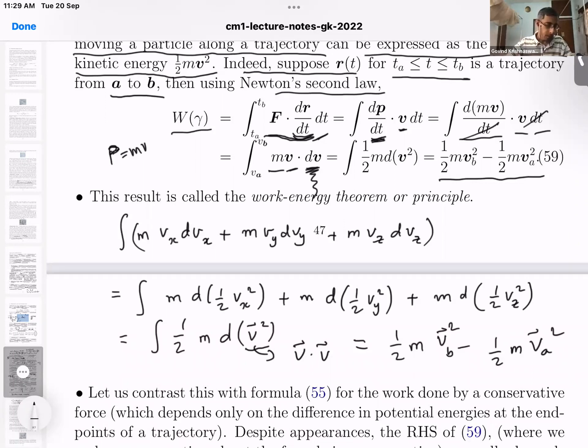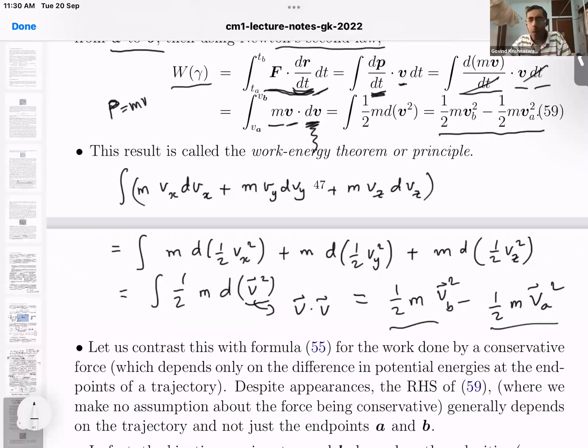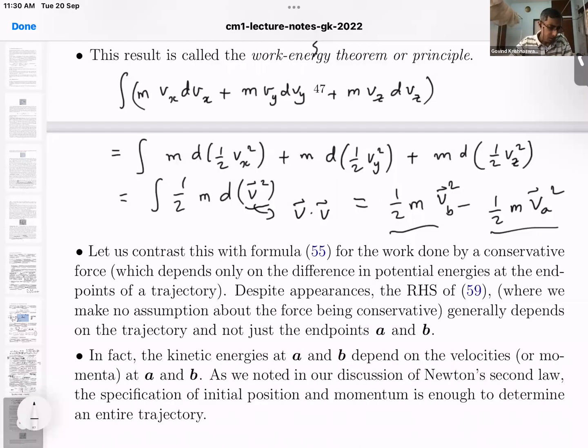And we have been able to express it as a difference between kinetic energies at the two endpoints. Okay. So this is the work energy theorem. I would like to make a couple of comments about this, slightly subtle comments. So please try to follow. Don't worry if some things are lost on you.